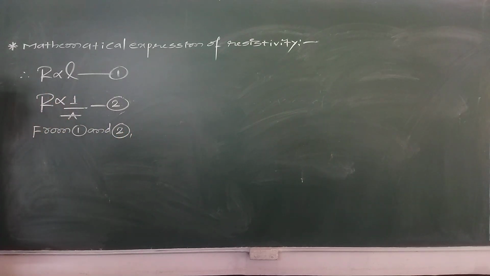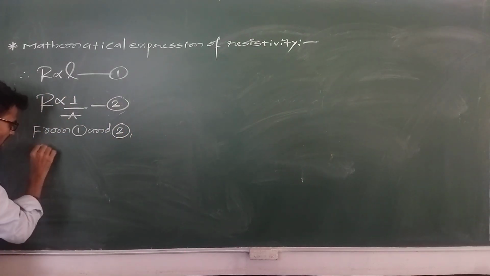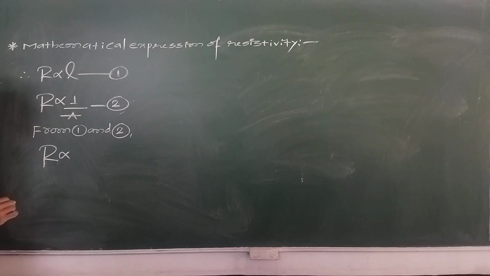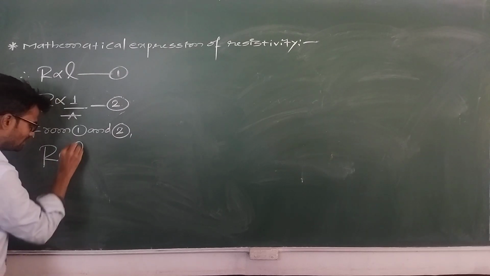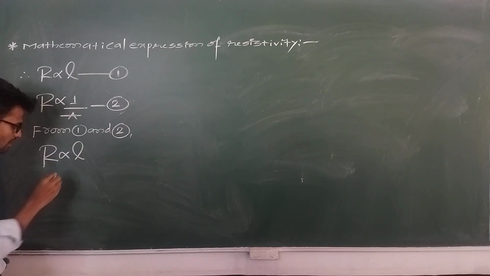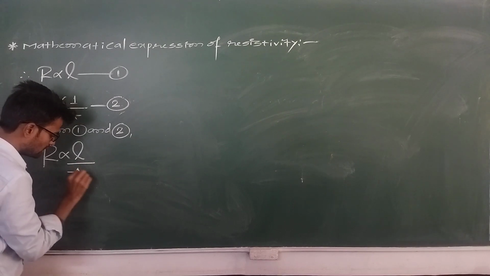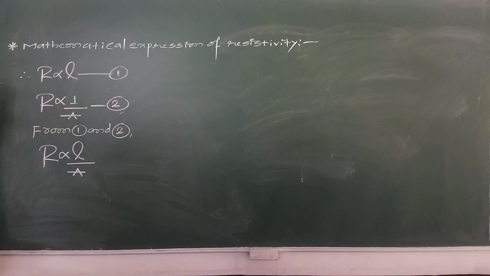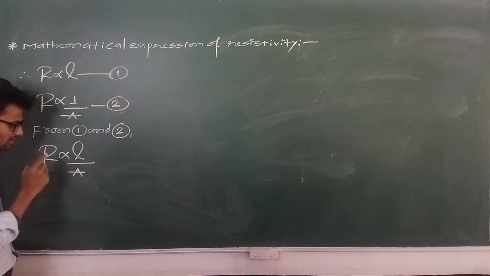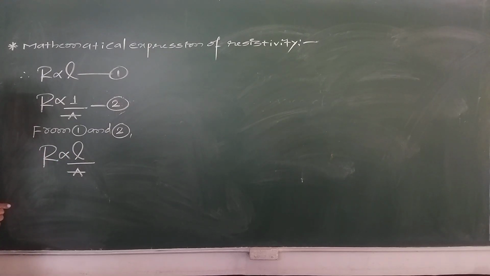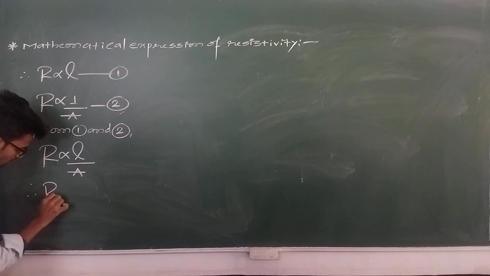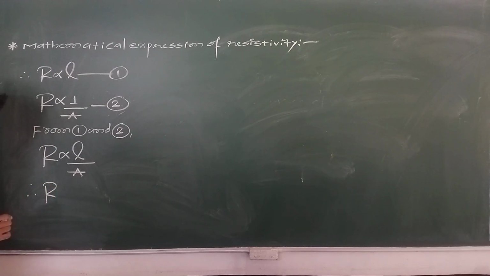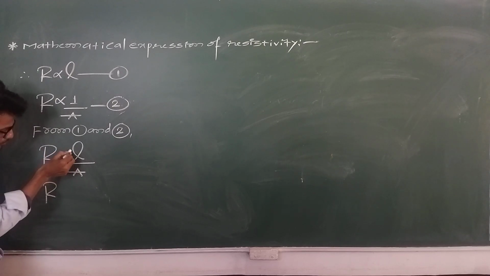Form 1 and 2. I will write R is directly proportional to L, the length of the conductor, and inversely proportional to the area of cross section of the conductor. R is directly proportional to length and inversely proportional to area of cross section of the conductor. Therefore, I will write R. And now I will remove this proportionality sign.